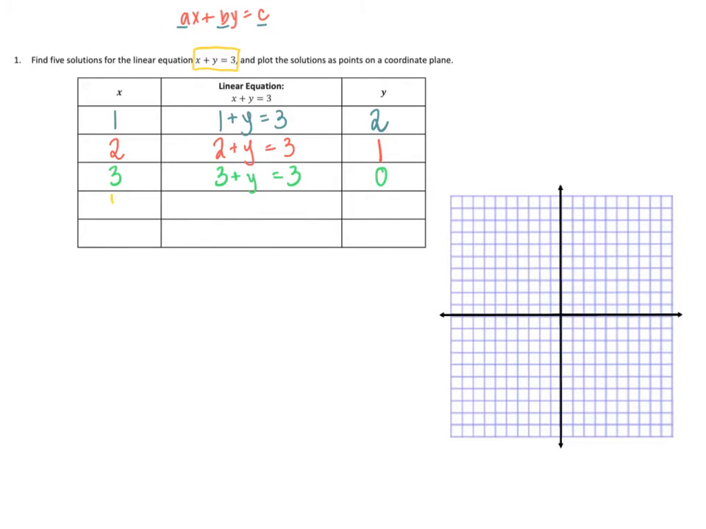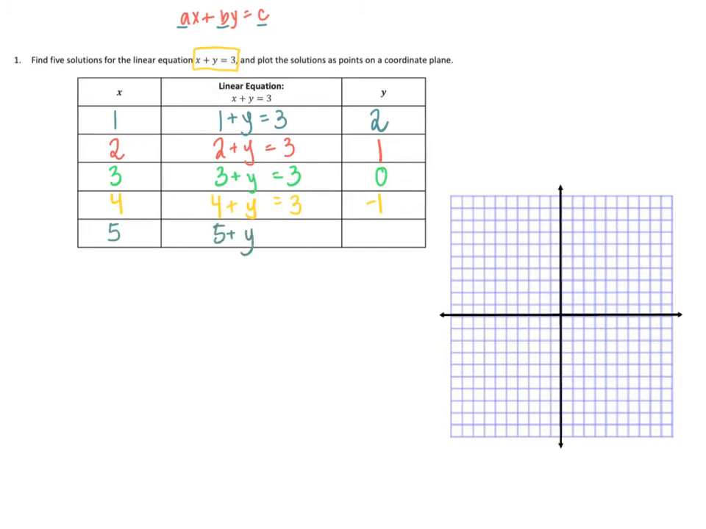All right? And you might think, well, that's all the numbers that I have. But what if x is a 4? 4 plus what equals 3? You're like, well, that doesn't make sense. You can't add anything to 4 to get 3. But you can. You can add a negative 1, right? 4 plus negative 1 does equal 3. Let's just do 5.